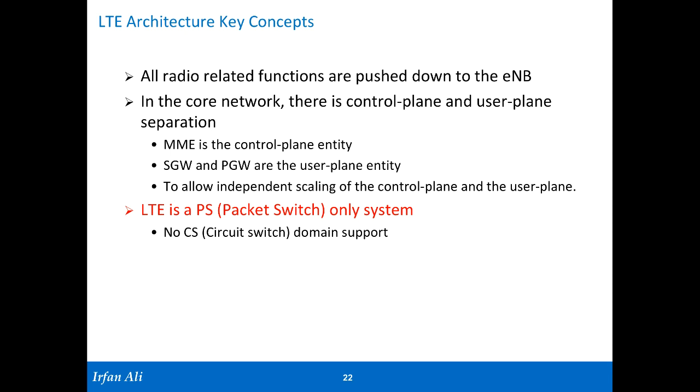In the control plane, there is control plane and user plane separation. The MME is the control plane entity which does all the transaction related work. And then the S gateway and P gateway are user plane entities, and they carry the user's traffic. There is a little bit of control plane signaling between the S gateway and P gateway, but for most practical purposes, these two nodes are essentially handling just the user plane traffic.